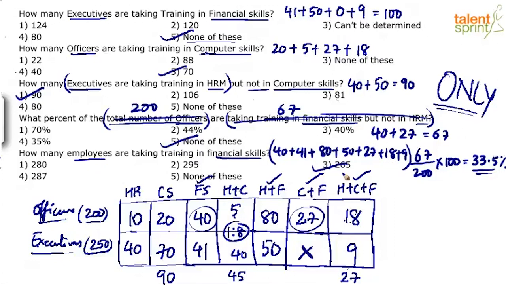So I think the answers are 5, 5, 1, 5, 3. Right? Of course, we have discussed everything in detail, so you can just follow the same.